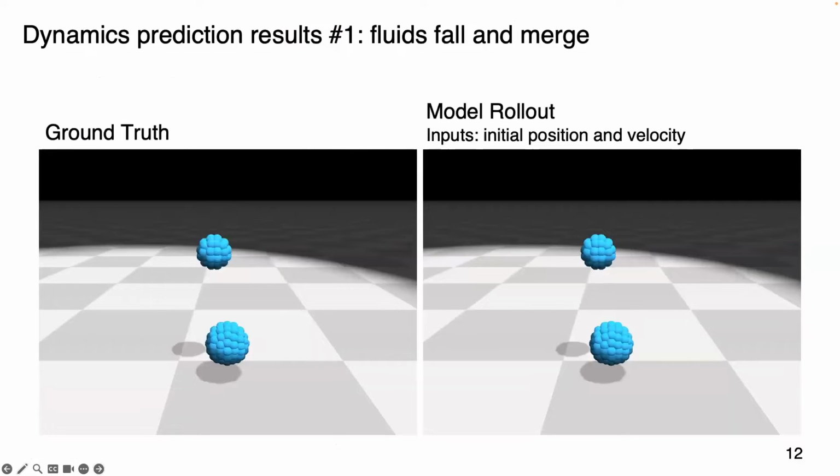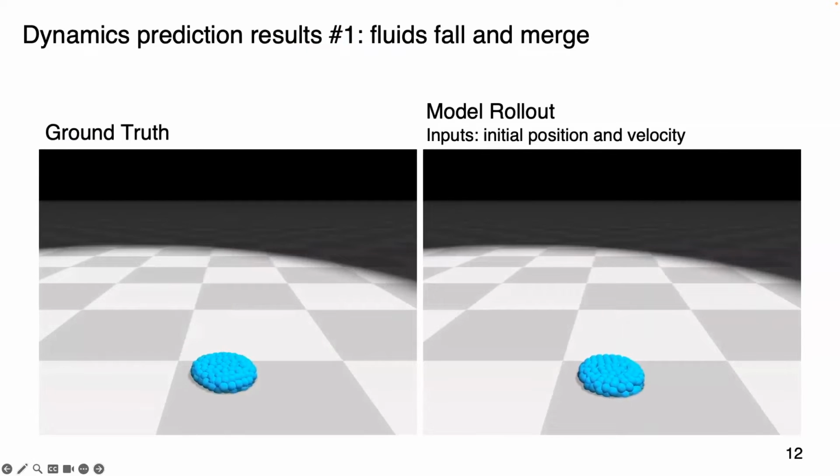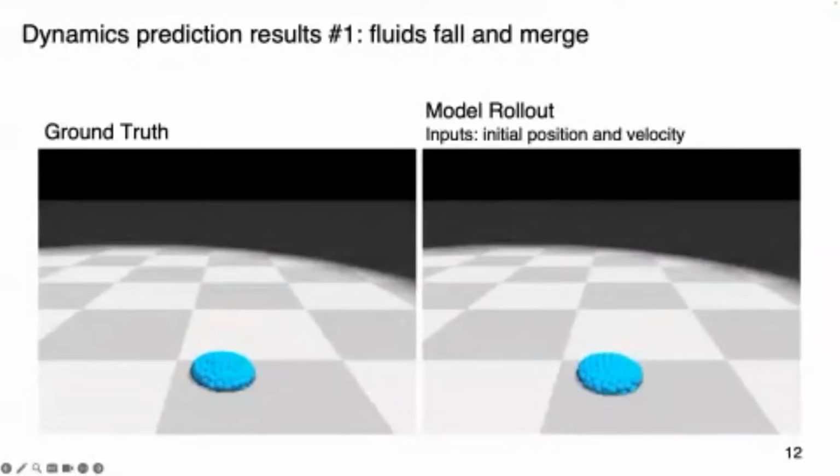Using the graph neural dynamics models, we are able to model systems, for example, here, 2 fluids falling down and merging with each other, where the left is the ground truth and the right is our model's open loop prediction. By open loop, I mean that the inputs to our system are only the initial states of all particles, and we want to predict how the particles are going to evolve for a very long future horizon. As you can see from the video, the prediction is very close to the ground truth.